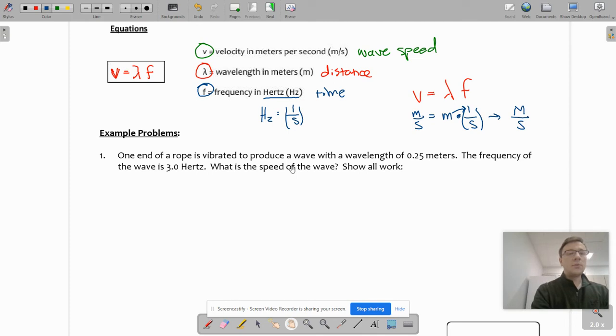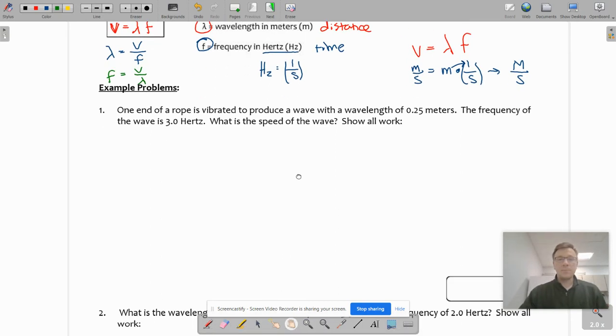Okay, so there's our equation, and obviously we can rearrange this equation. If we wanted to solve for wavelength, that would be wave speed divided by frequency. And if we wanted to solve for frequency, that would be wave speed divided by wavelength. Okay, so we have all those versions of the equation. Let's look at some example problems here.